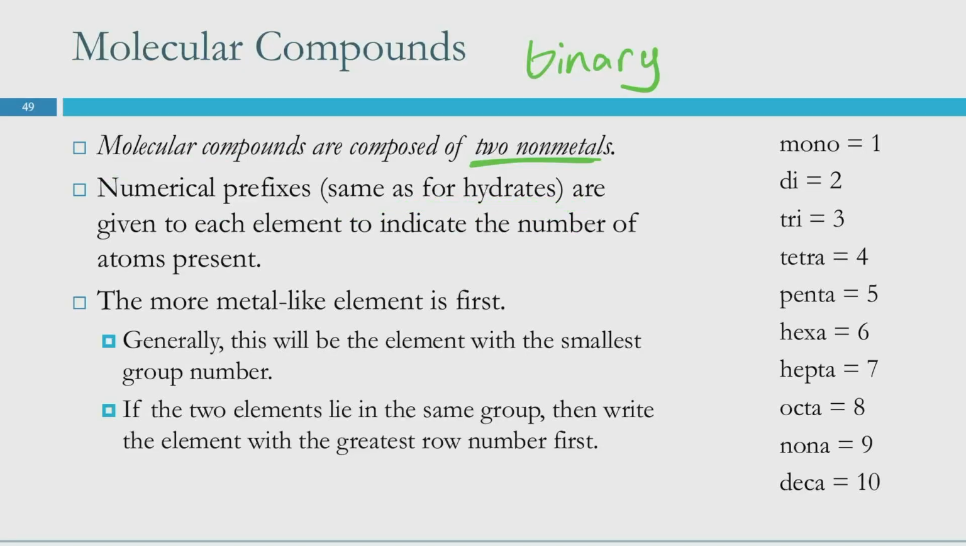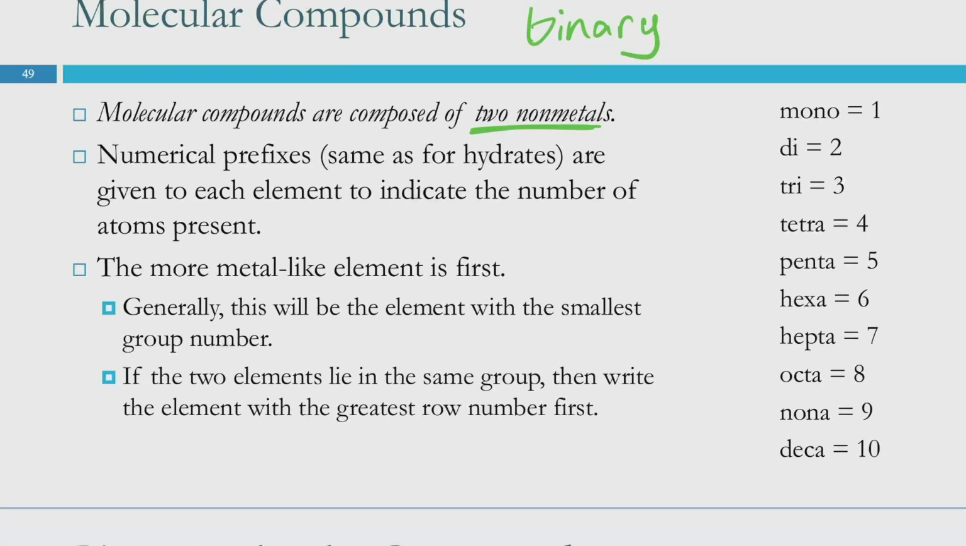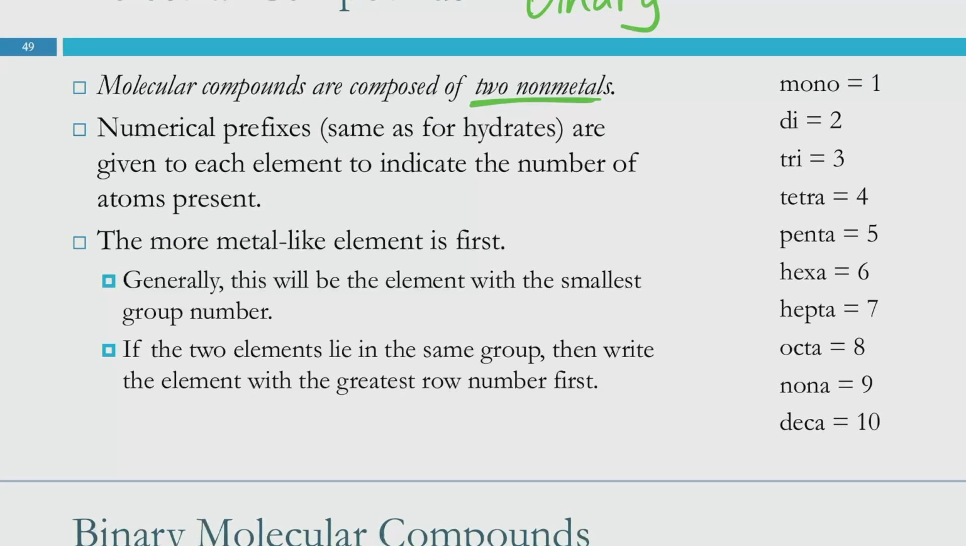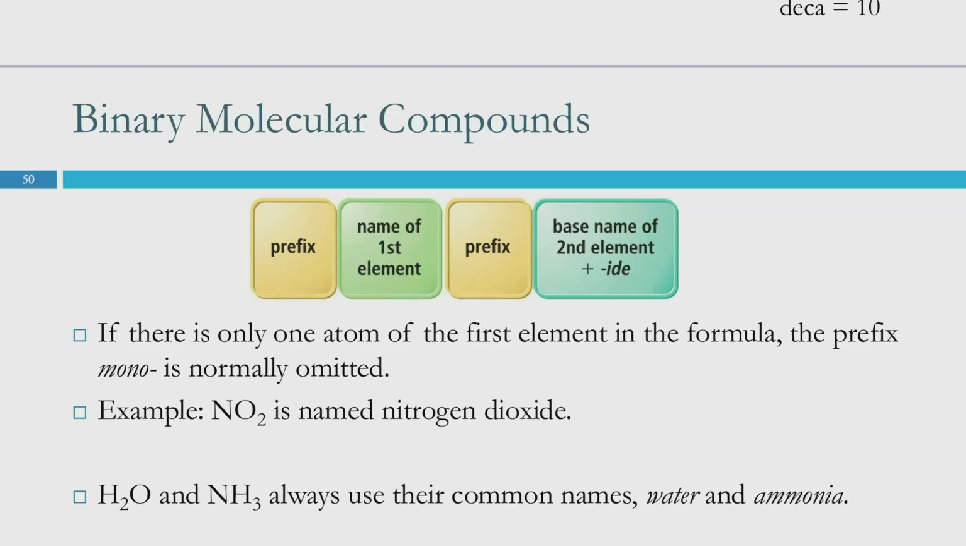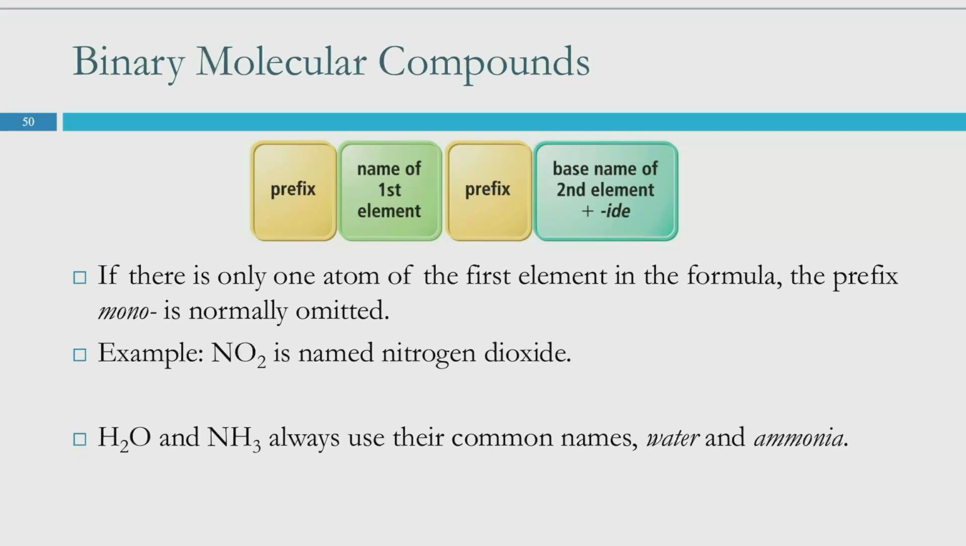So our molecular compound naming is, in my opinion, very easy. All that we have to know is what are our numerical prefixes, what are the element names or the symbols. The more metal-like element goes first, generally the element with the smallest group number or the smaller group number, because we've just got two things. And you can look up tables of what comes first, and you could memorize the order of things that come first, but I don't think it's worth spending a lot of time on that. You'll just kind of pick it up as you use it, hopefully.